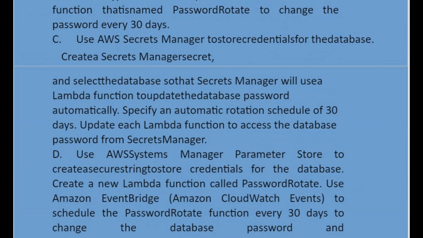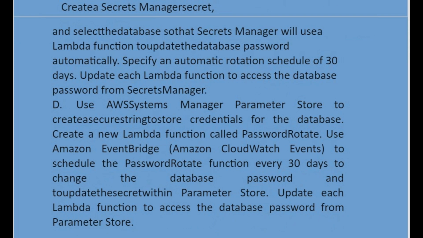Option C, use AWS Secrets Manager to store credentials for the database. Create a Secrets Manager secret and select the database so that Secrets Manager will use a Lambda function to update the database password automatically. Specify an automatic rotation schedule of 30 days. Update each Lambda function to access the database password from Secrets Manager.